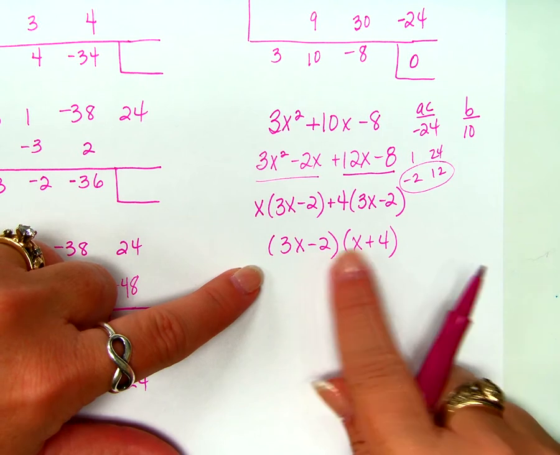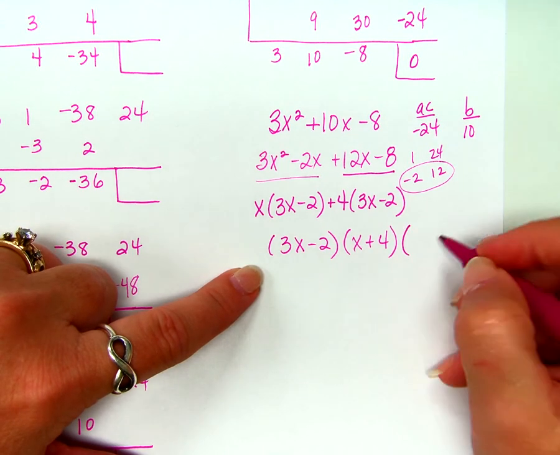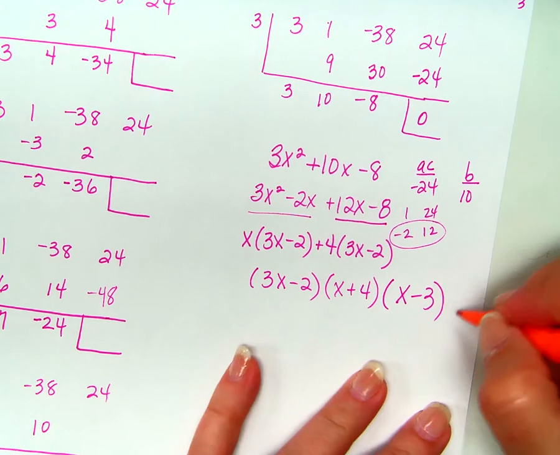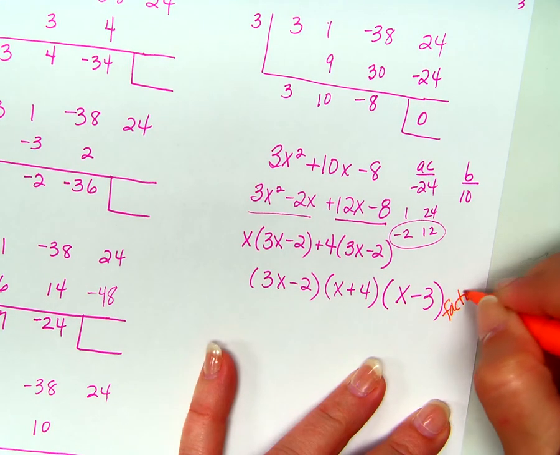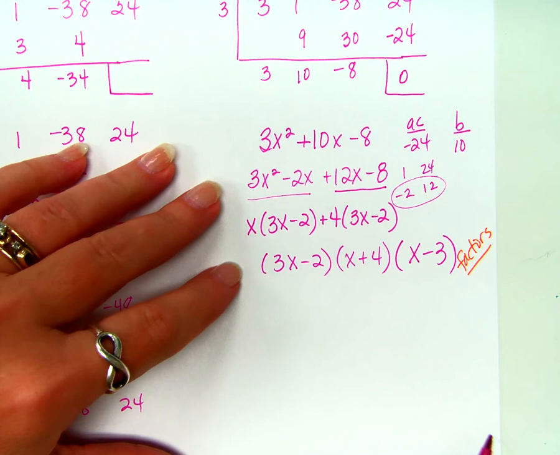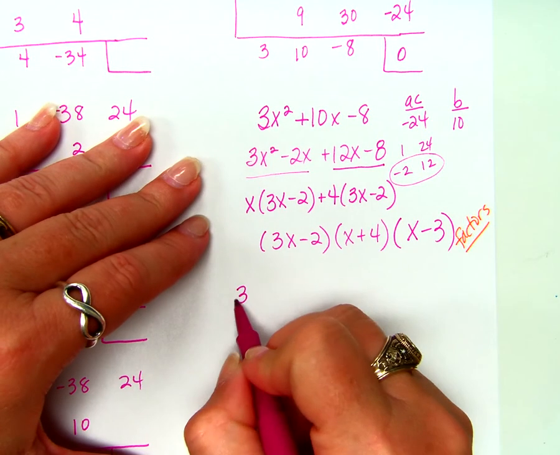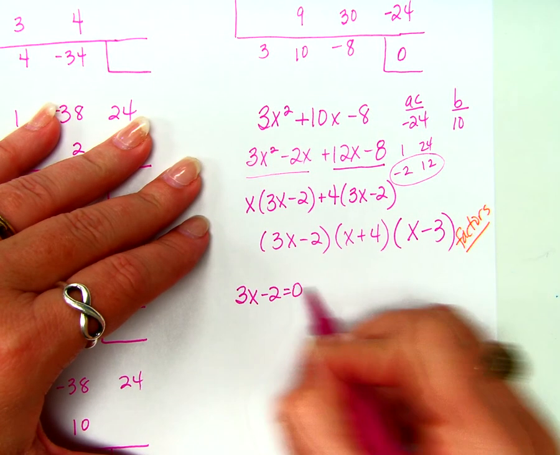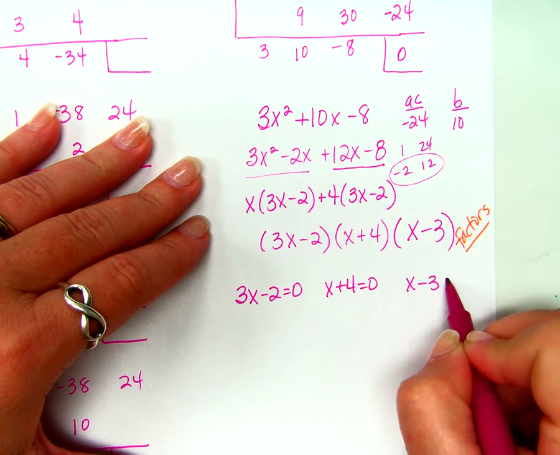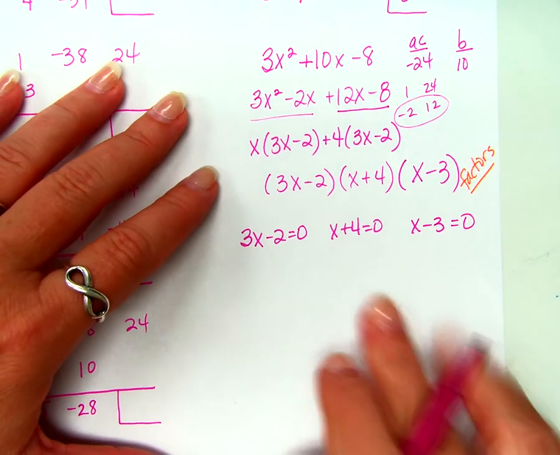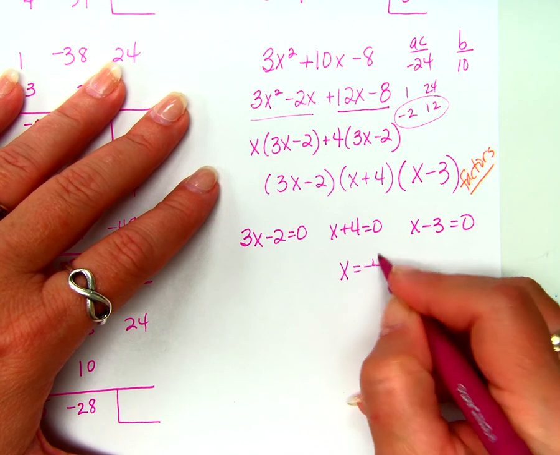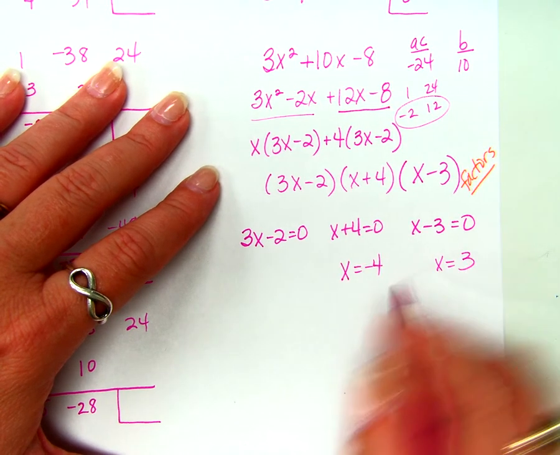These are two of my factors. What's my other factor? X minus 3. Right? What are these called? Those are called factors, right? So how do I find the solutions? 3x minus 2 equals 0. X plus 4 equals 0. X minus 3 equals 0. These last two are pretty simple, right? X equals negative 4. X equals 3.